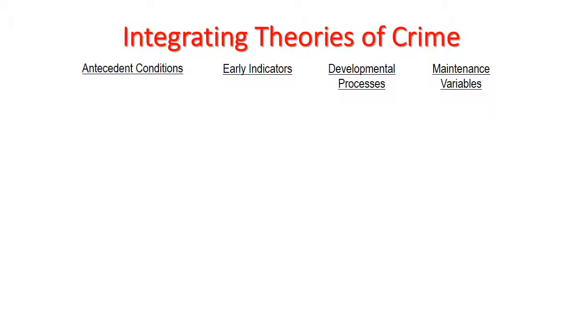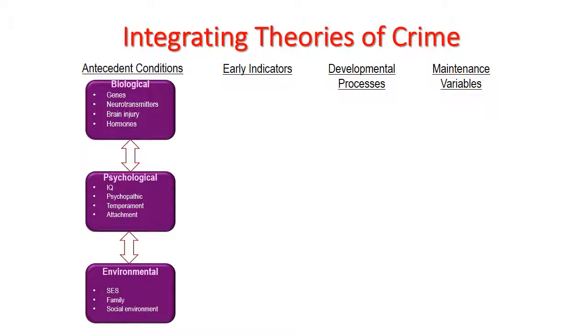Now, let's look at the antecedent conditions first. There are three different categories which we have looked at over the past few weeks. Firstly, the biological factors. Secondly, the psychological factors. And thirdly, the environmental factors.